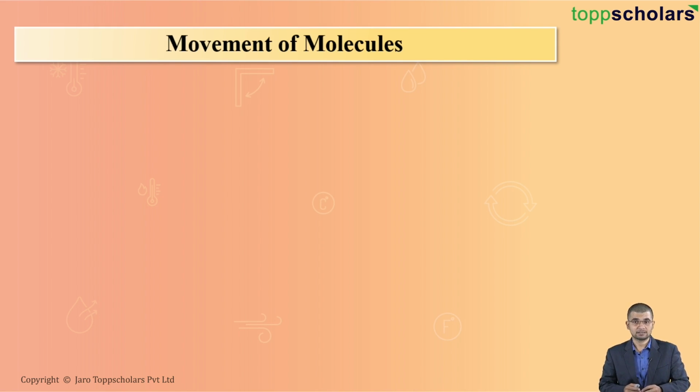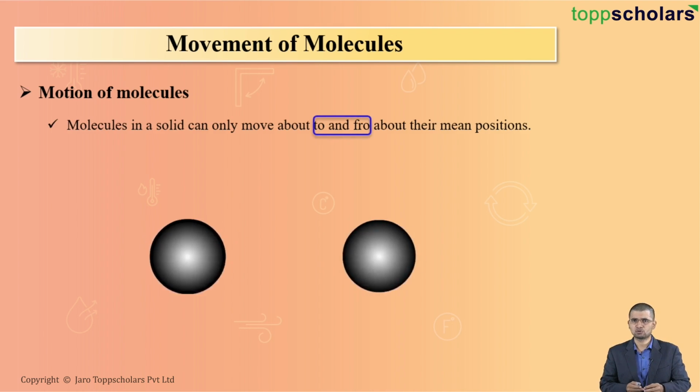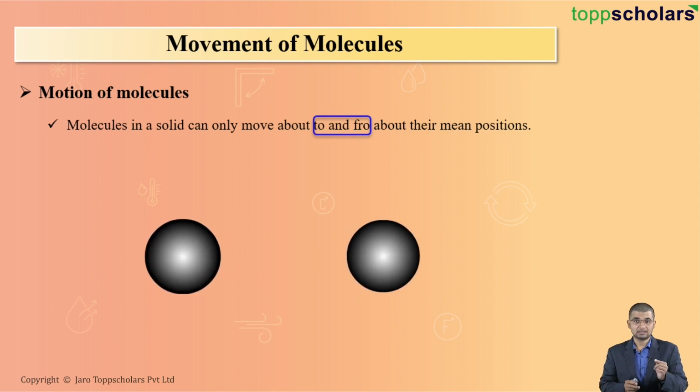Yes, they are rigid, but the molecules in solids can vibrate, and they vibrate in to and fro motion about their mean positions. For example, in the diagram shown below, the molecules can vibrate in to and fro motion only. Thus, they cannot leave their position.